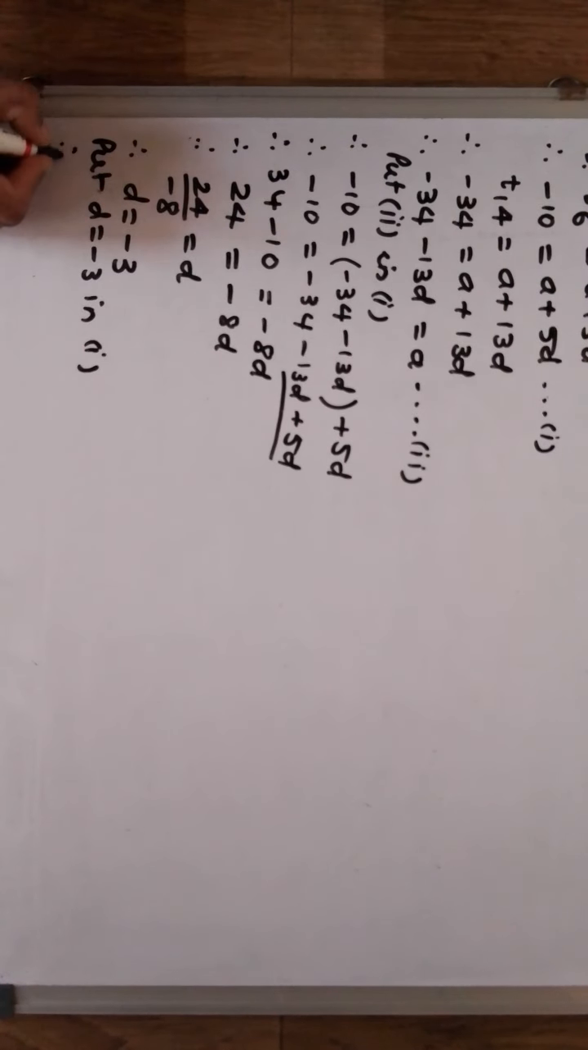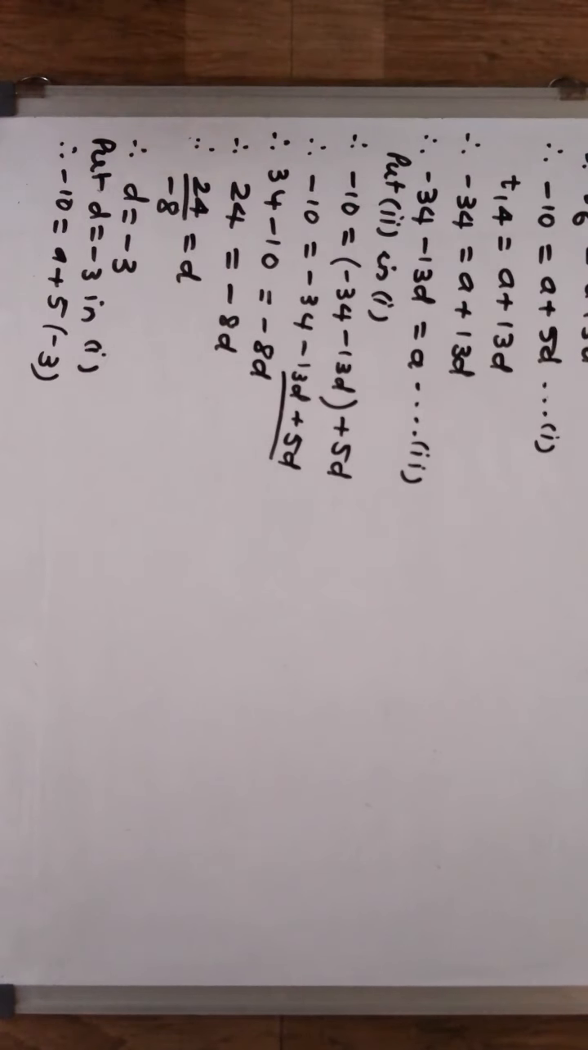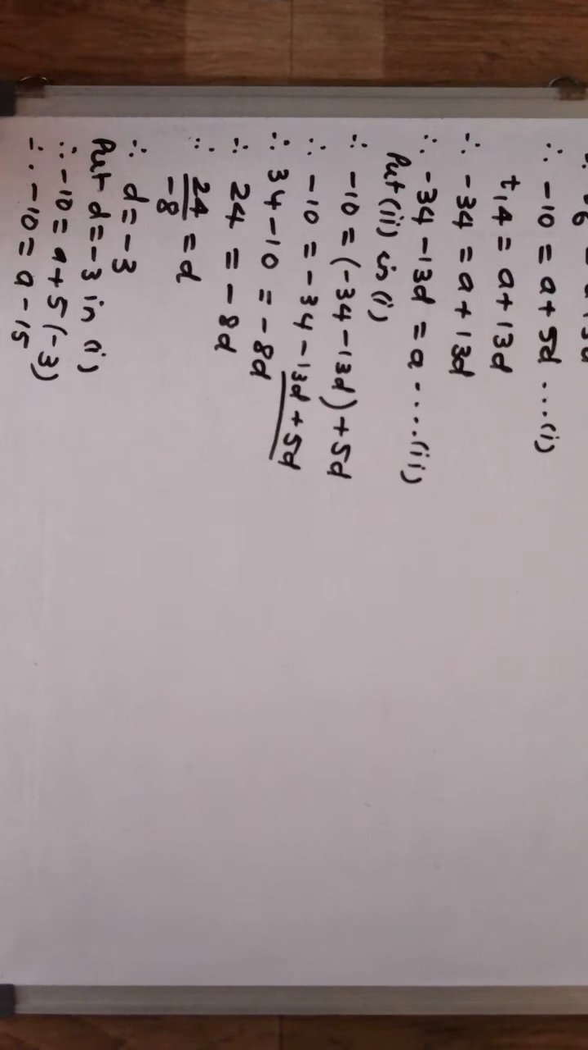So I get minus 10 is equal to a plus 5 and d is minus 3. Right? So what do you get? Minus 10 is a plus, into minus is minus, so minus 15. This minus 15 transfers here, becomes plus 15. So 15 minus 10 is equal to 5. So a you get as 5.